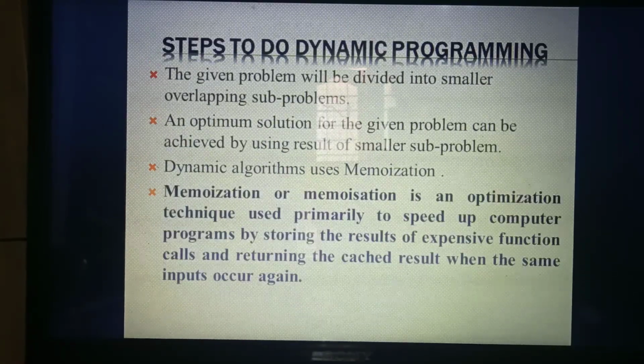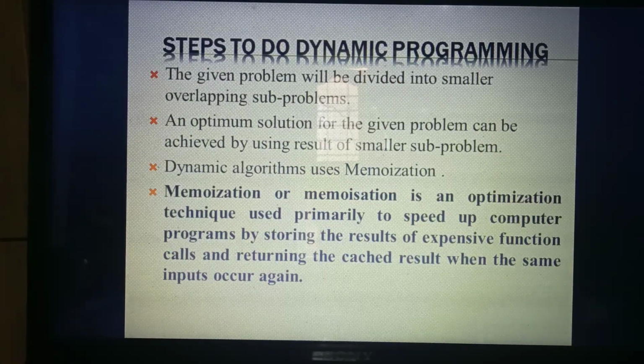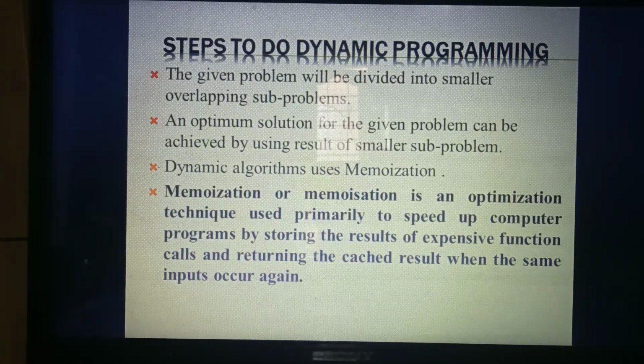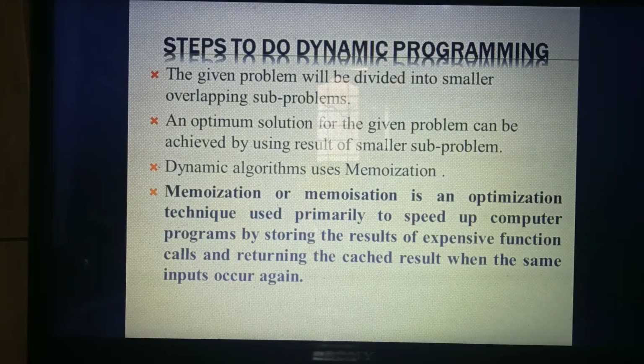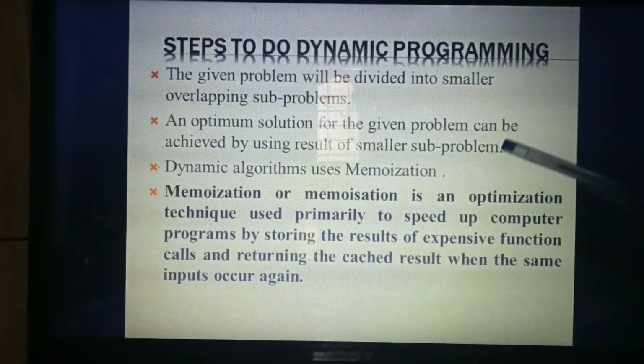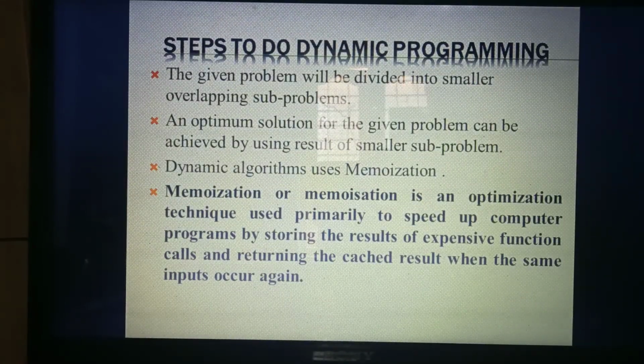Understand? Yes. Next thing is steps to do dynamic programming. The same thing I already explained, the same they have given. So what's the first step? You need to divide it into smaller problems, then smaller overlapping sub-problems. Overlapping means, I said, those 47 marks together I need to add. That's all. So the optimum solution for the given problem: if I want a better solution, I need to add all the small sub-problems, then only I will get the better solution.